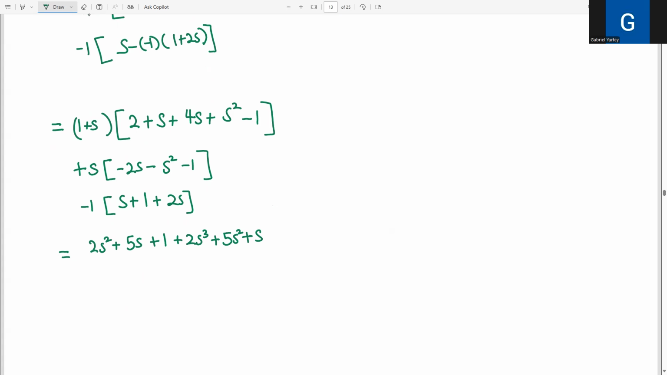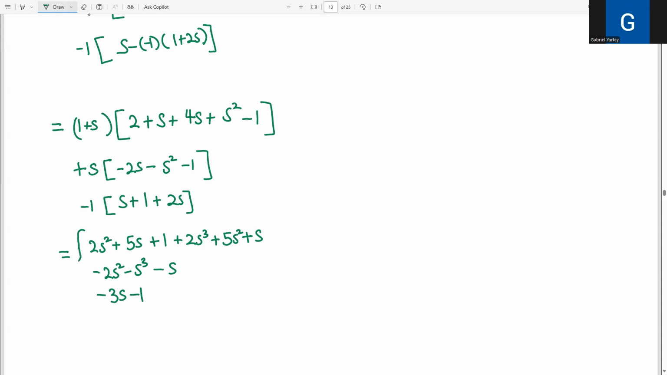And if you expand this one too, you are going to get minus 2s squared minus s cubed minus s. And then when you expand this one too, you get minus 3s minus 1, because this s and this s gives you 3.